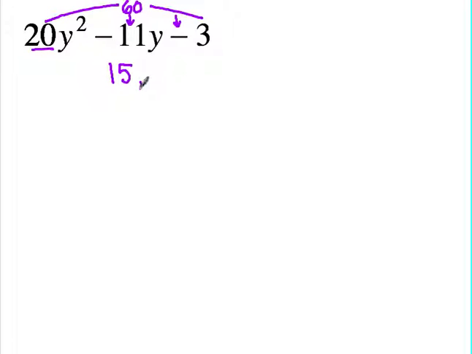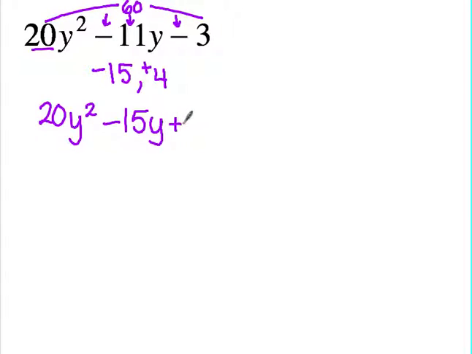15 and what? 4. Now I need to figure out how you get a negative 11 from 15 and 4. Negative 15, positive 4. Next step, I need to rewrite. What's the first thing I'm going to write down? Yep, 20y squared. What's going to come next? Negative 15. Yep. Plus 4y minus 3. What are you going to do now?